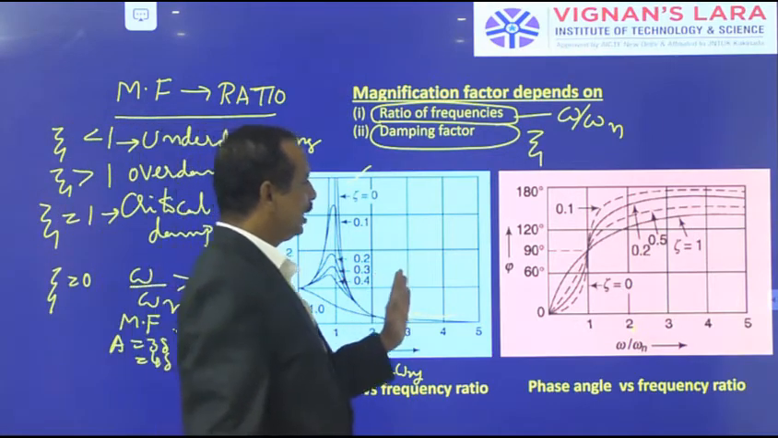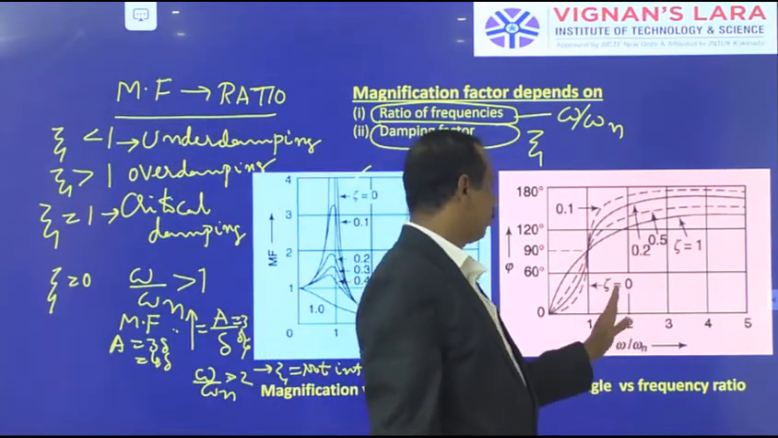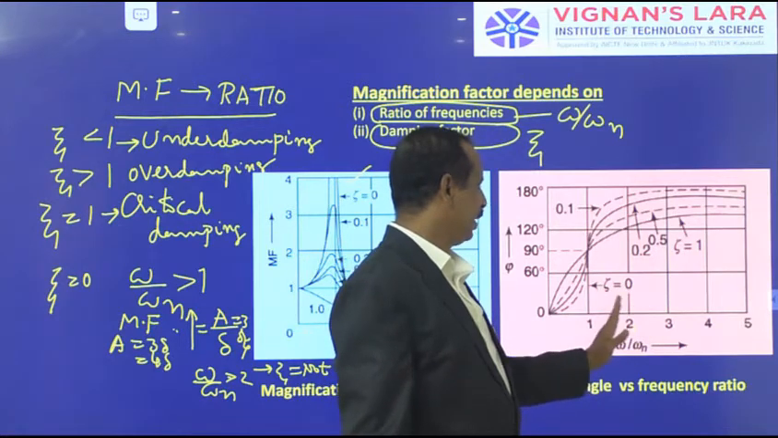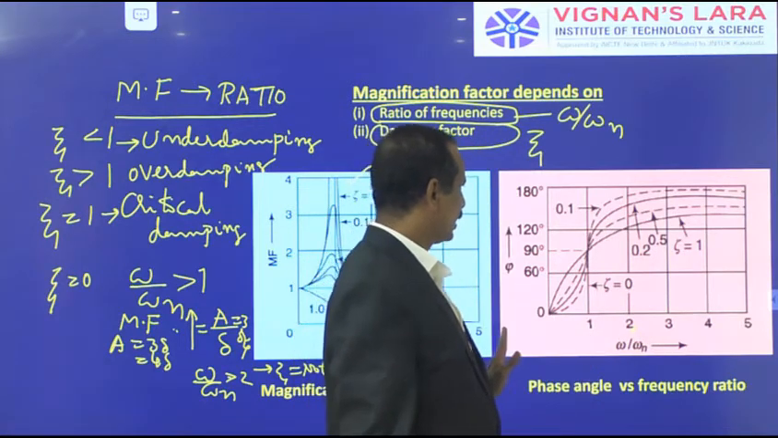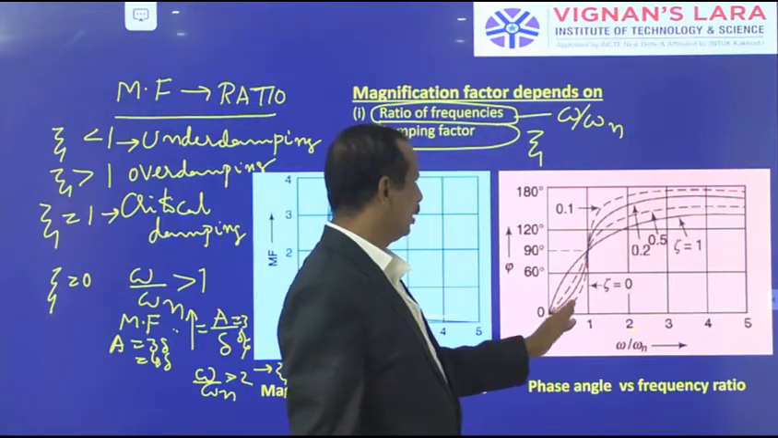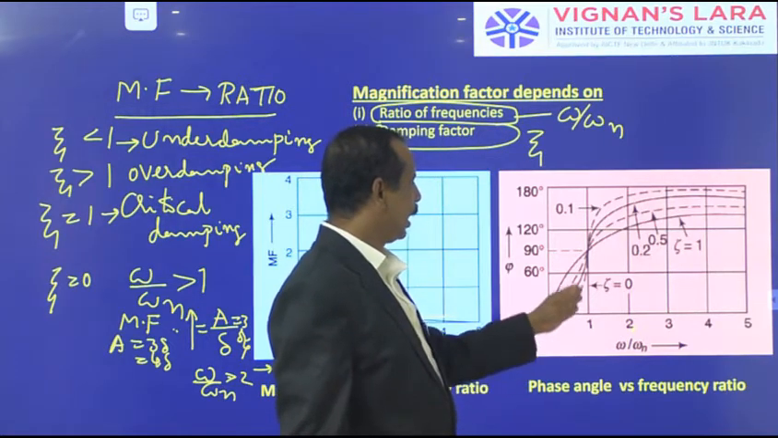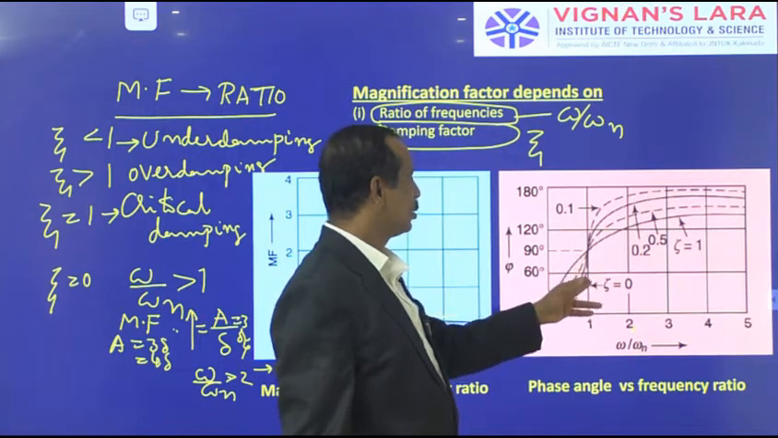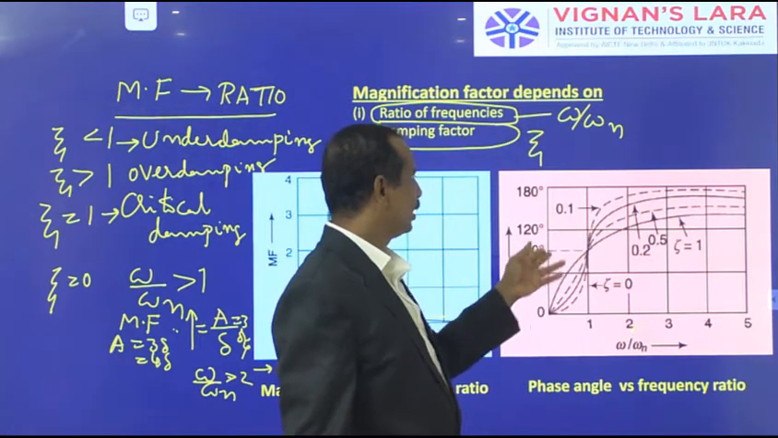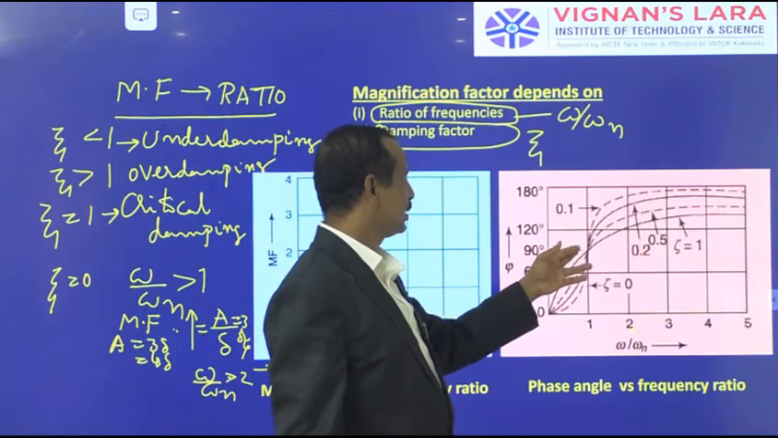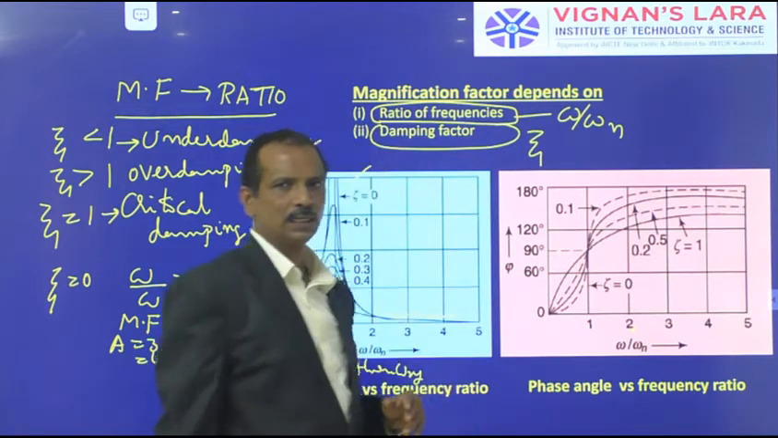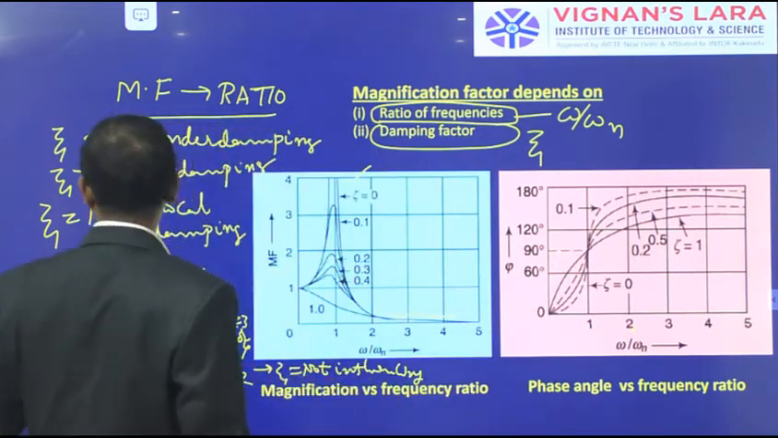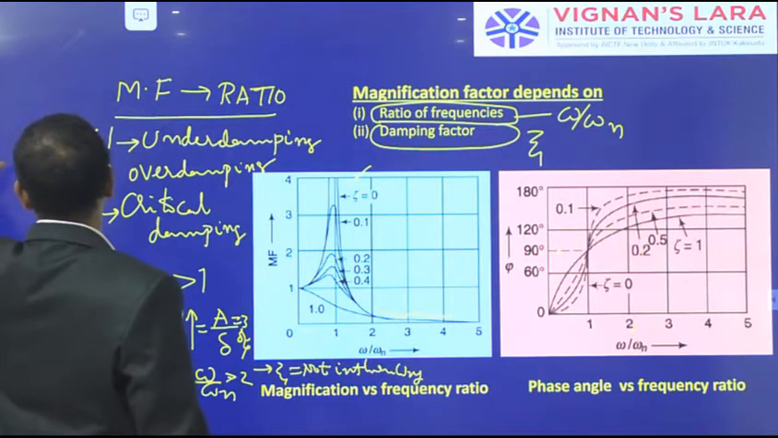So the critical thing is the entire system when you are operating when omega by omega n is less than 2, whereas here you can see all of them are reaching a point where omega by omega n is 1. So irrespective of zeta value, the phase angle for everything is the same, which is 90 degrees, isn't it? So this is what a magnification factor is concerned.